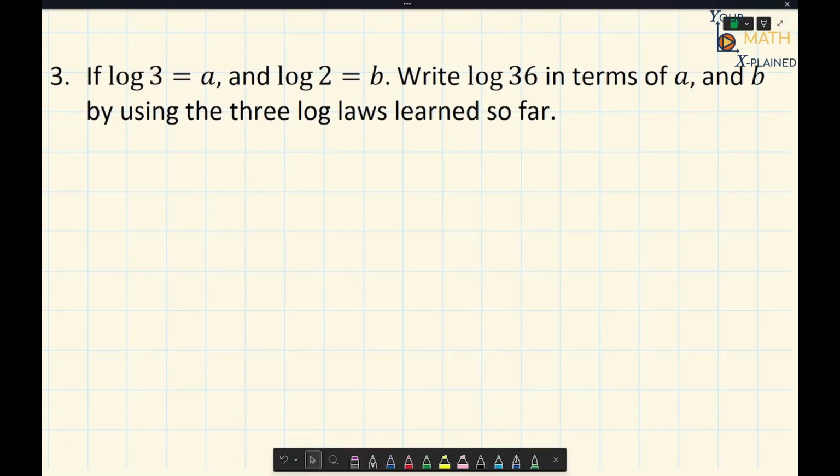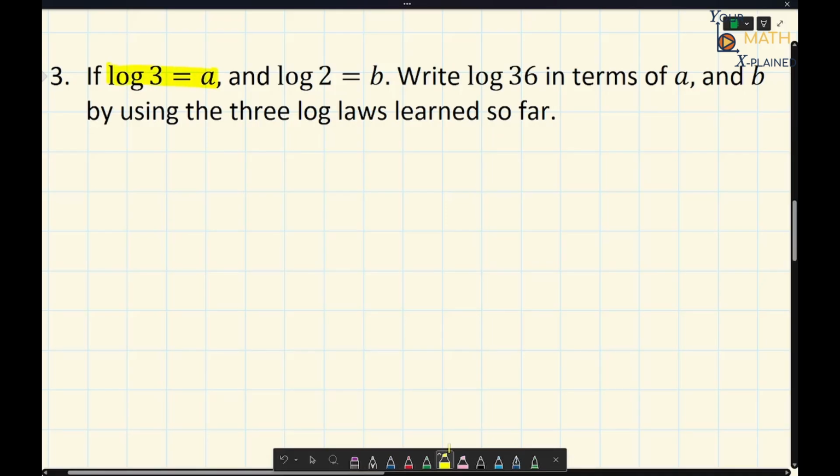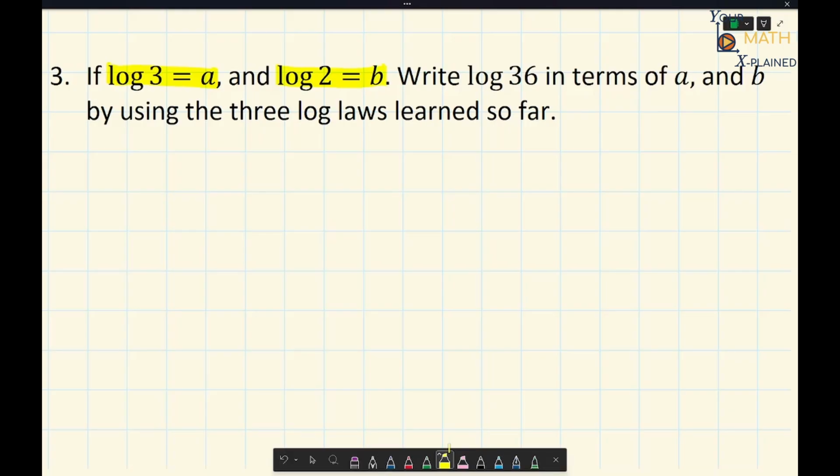So this question is going to require a little bit more thinking. We're given that log 3 is equal to a, and log 2 is equal to b. So again, remember that if you don't see a base, it just means that it's base 10. And what we want to do is write log 36 in terms of a and b. So we don't actually want to find a decimal number for log 36. We just want to write it in terms of a and b. So that tells us we want to break down log 36 into components of log 3 and log 2.